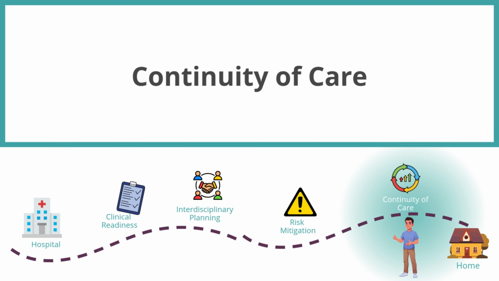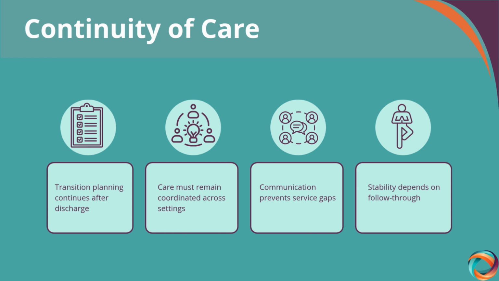The final component is continuity of care. What happens after discharge is just as important as the planning that happens before it. Continuity of care is the final and essential component of transition planning. It refers to the active coordination that ensures supports do not stop at the point of discharge, but instead continue seamlessly across settings. Without continuity of care, even well-planned transitions can result in confusion, fragmentation, and avoidable readmissions. The goal is sustained stability, not just a successful discharge.